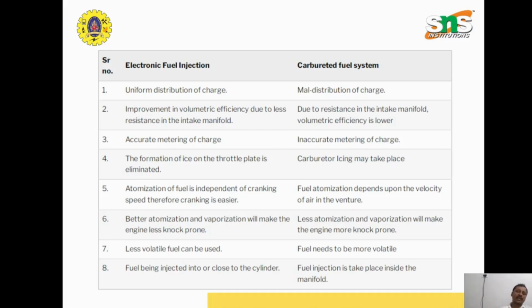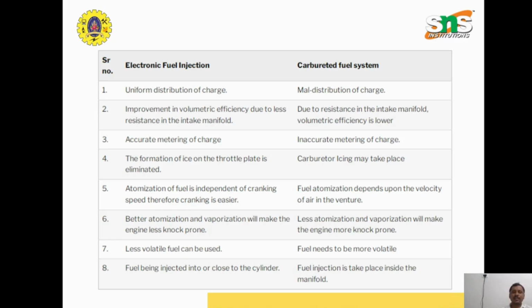And accuracy: the charge is controlled by the ECU in electronic fuel injection, whereas in the carbureted system the metering of charge entering the engine is inaccurate. The formation of ice on the throttle plate is eliminated, whereas in the carbureted system, according to the atmospheric temperature, the air is naturally aspirated, so there may be a chance of water particles being drawn into the carburetor. So there is a change in the combustion and the fuel is not efficiently burnt.